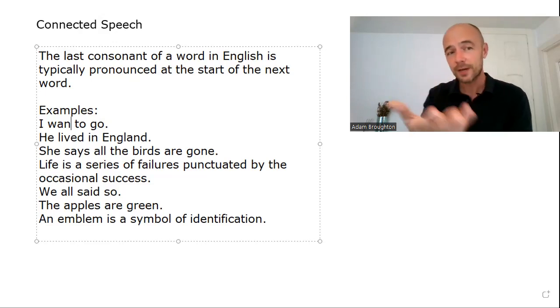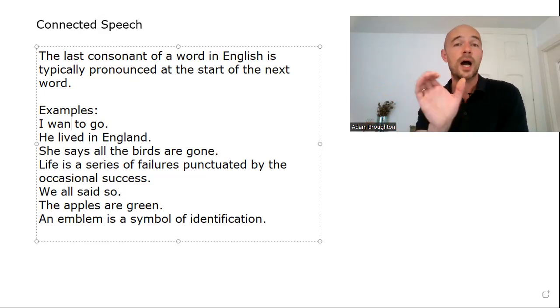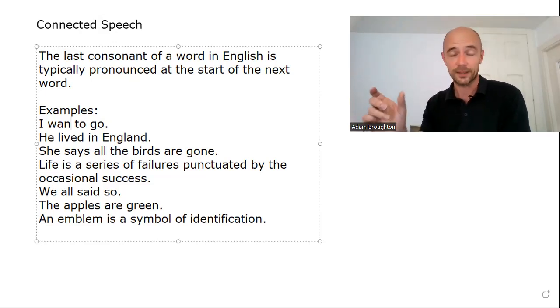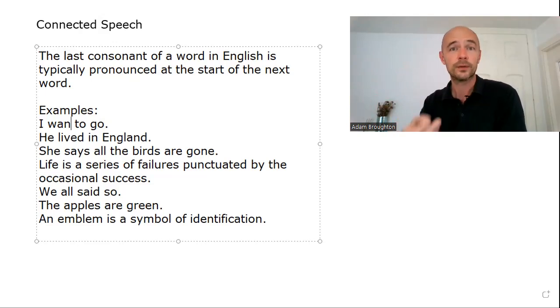So I would recommend that this is an easy one to practice. I want. Now, if you just say "I want," well, we pronounce the T clearly, but if there's another word after, the T would be pronounced at the beginning of that one. So try to practice this. It would be pronounced in this way. I want to go. I want to go. So there's only one T. Next one.